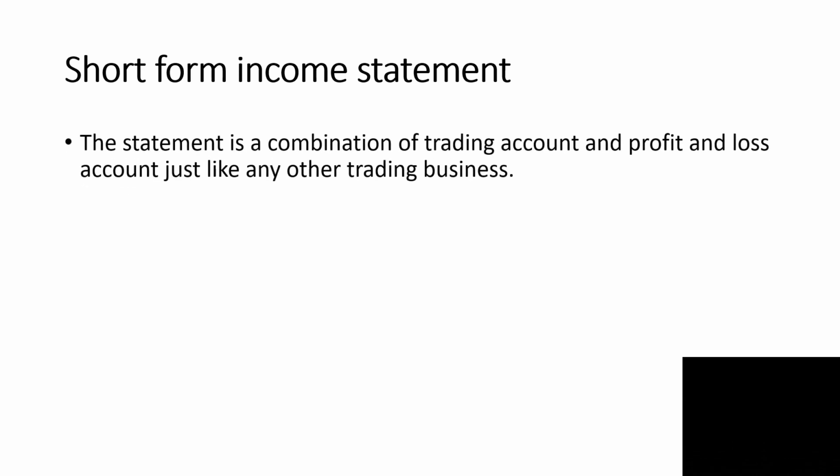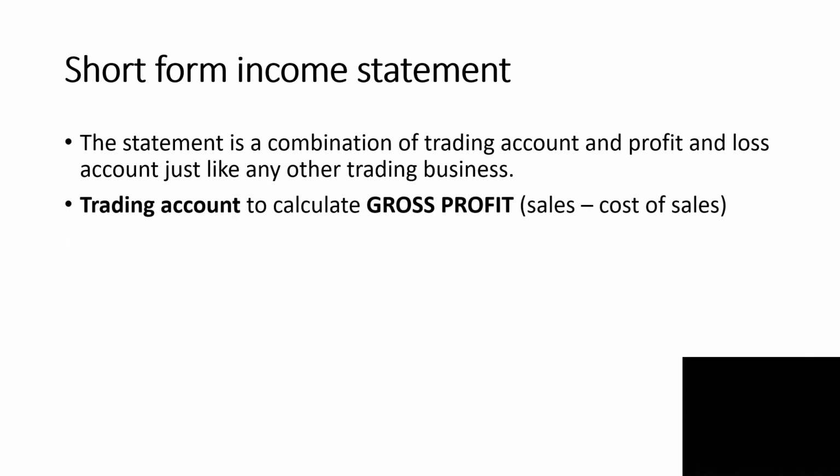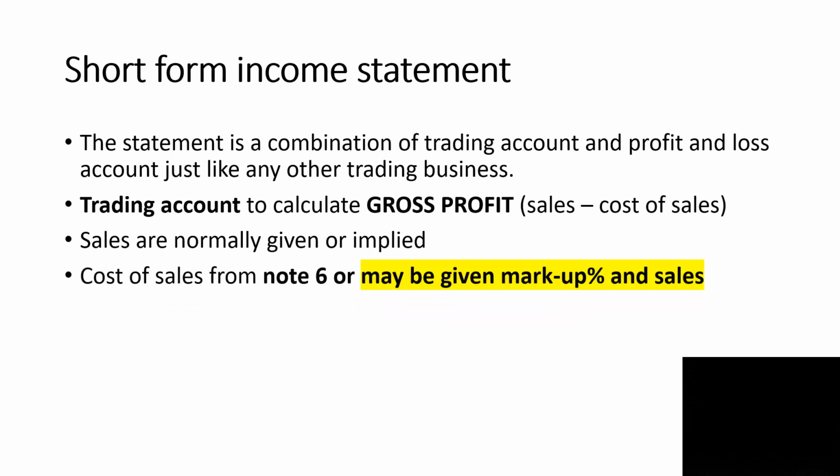Now let us check the short form income statement. This statement is a combination of a trading account and a profit and loss account, just like any other business. The trading account's main purpose is to calculate gross profit. Our formula is sales minus cost of sales. Our sales are normally given in the question or they are implied. The examiner will see how to present.